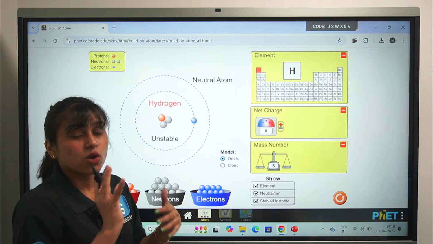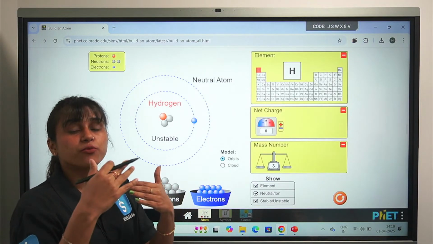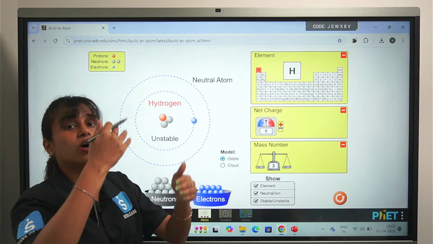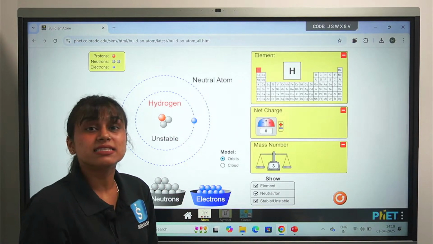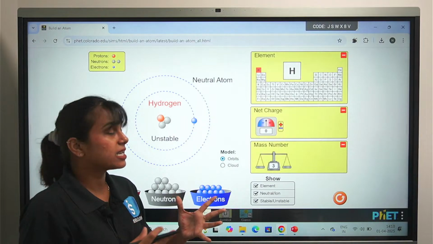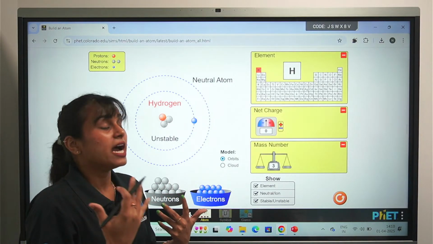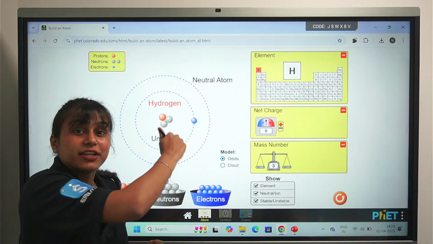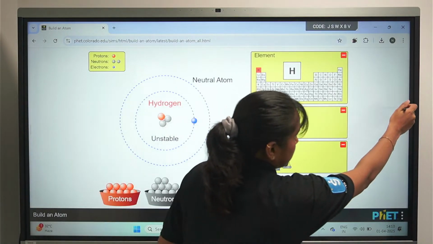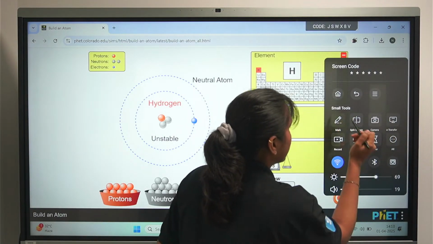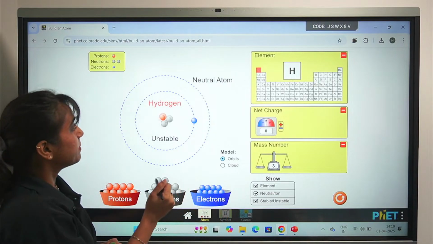But sometimes the number of neutrons becomes way more or way less than the number of protons, and the nucleus becomes unstable. Yeah, it becomes unstable and you can say it becomes radioactive. So this is a radioactive isotope of hydrogen. You can tell me now, what is the atomic number and mass number?